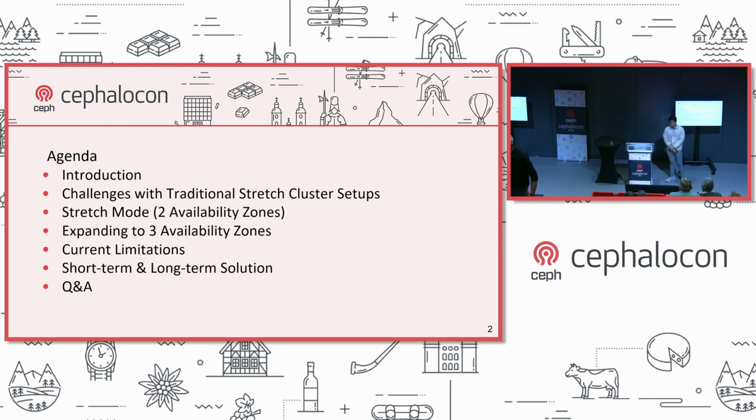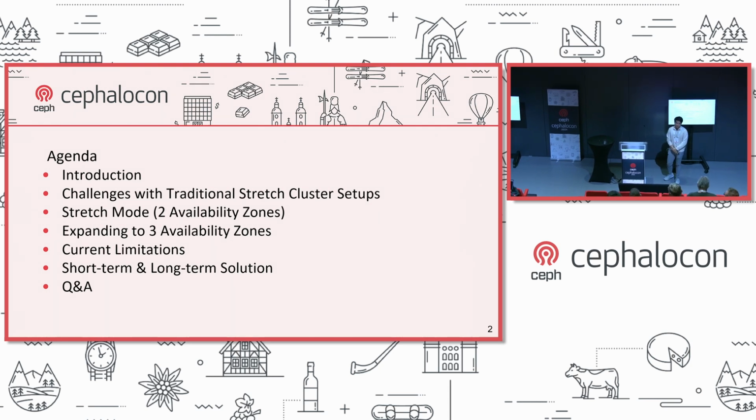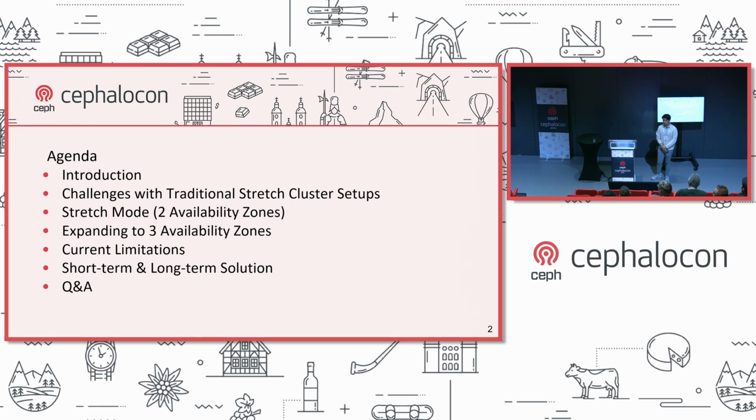So our agenda for today, I'm just going to introduce what I do and the challenges with traditional stretch cluster setups, how stretch mode, which is 2 availability zones, can solve these challenges, and how we can expand that to 3 availability zones. And I'm going to talk about some current limitations, some of the short-term solutions I have for that, and some of the long-term solutions.